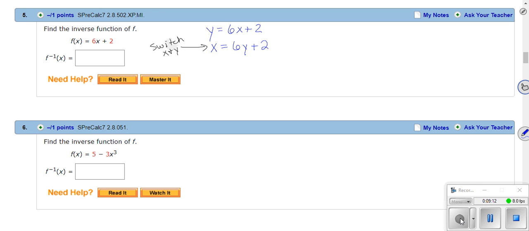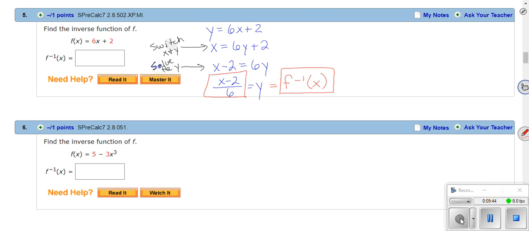Then the next step is solve for y. So if we solve for y, then we've got x minus 2 equals 6y. So y equals x minus 2 divided by 6. This is the exact same thing as f inverse of x. F inverse of x is now this function. So that would be my answer. It'd be x minus 2 divided by 6.